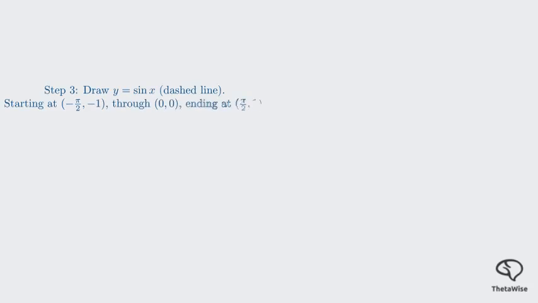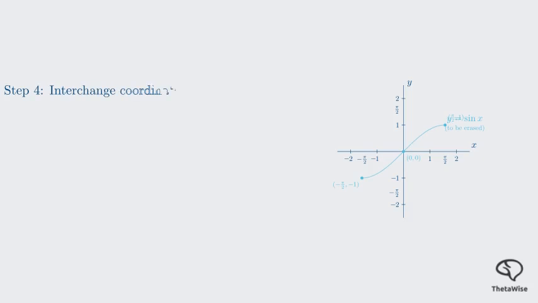Step 3. Draw a rough sketch of y equals sin x for the restricted domain. We'll draw this as a dashed line. It starts at y equals negative 1 when x is negative pi over 2, goes through the origin, and ends at y equals positive 1 when x is pi over 2. The curve rises as x goes from negative pi over 2 to pi over 2. We'll label its endpoints.